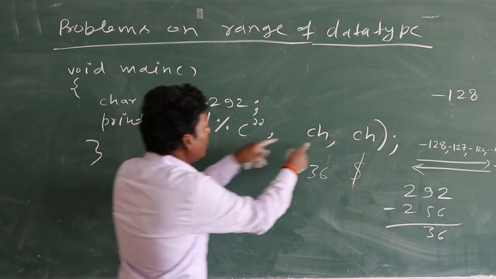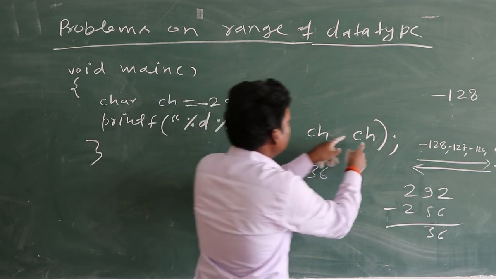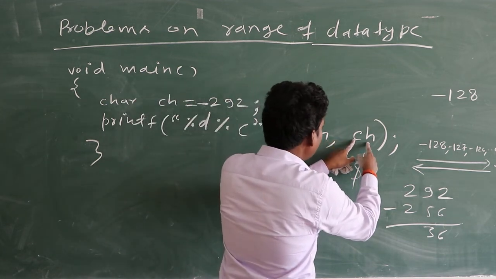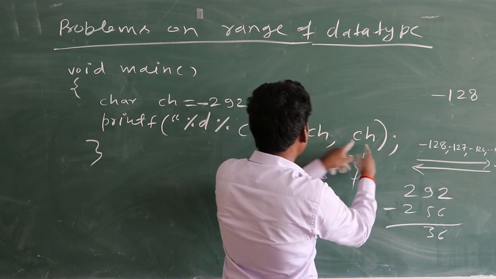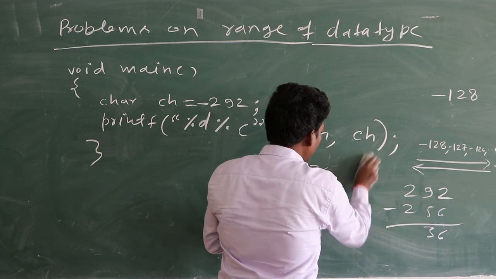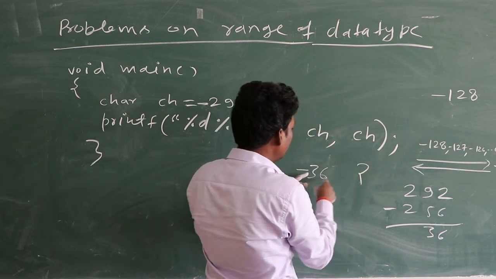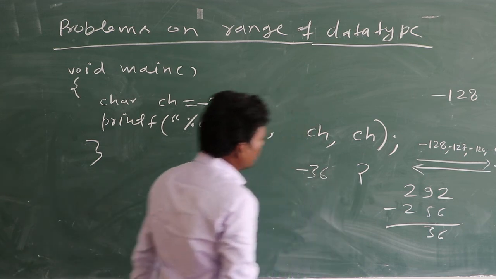So %d prints this CH, that is -36, and %c prints this CH, that is the character, and this character is equivalent to the -36 ASCII value. That will be something, I don't know. There will be some value that is equivalent to the -36 ASCII value.